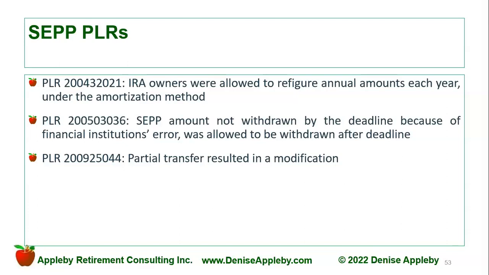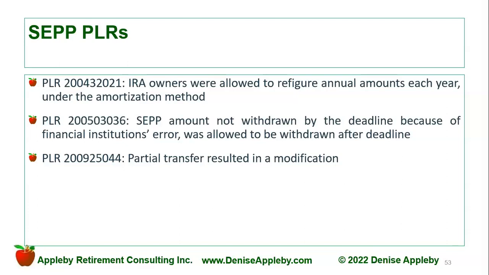Now, in this particular private letter ruling 2005-03036, the IRA custodian got the request and didn't process it until the next year. Now, what does this mean? Ding, ding, ding. The IRS gets a 1099-R that shows the amount is not what it should be. But once they were told and provided with proof that it was the financial institution's mistake, they determined that did not result in a modification.